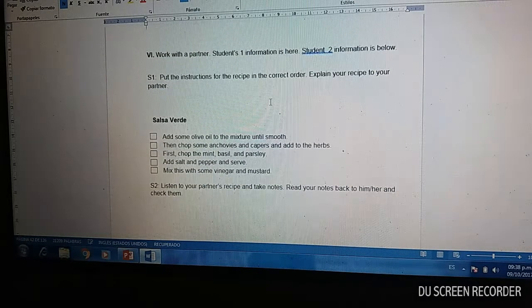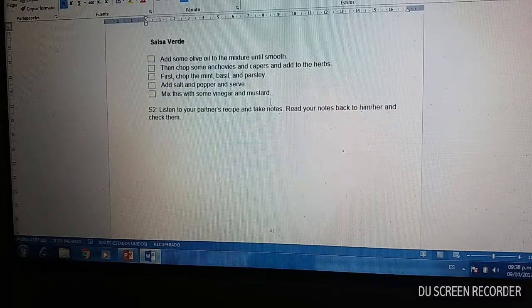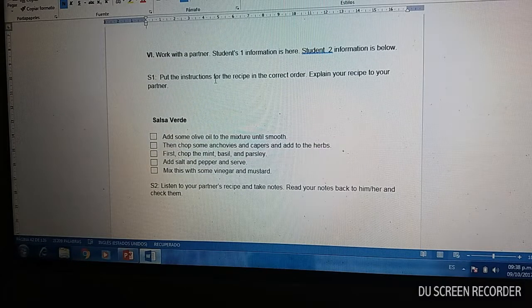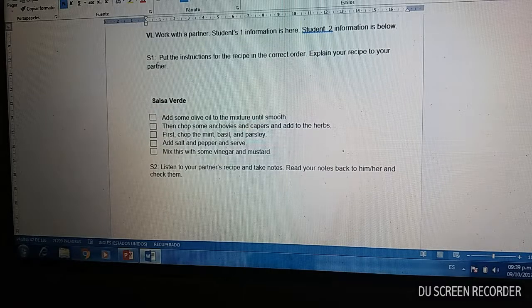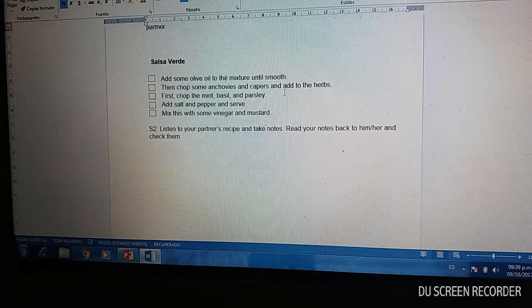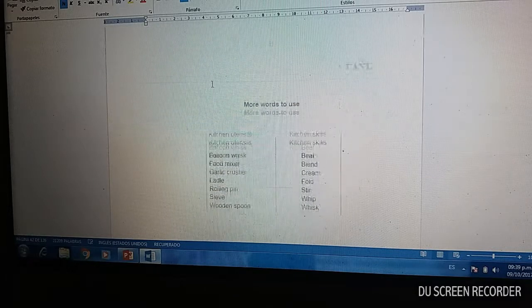Now, number 6, work with a partner. Student A information is here. Student 2 information is below. Okay, we're going to skip this activity. It says put instructions for the recipe in the correct order, and that's it. We're going to skip this.